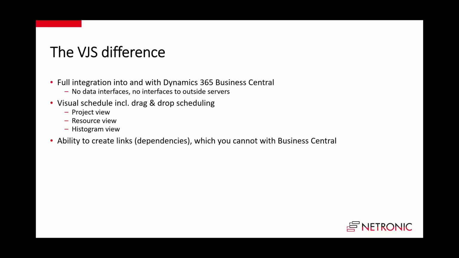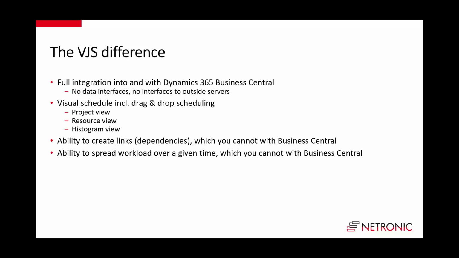Other than Business Central, which just allows you to define job tasks and job planning lines, the VJS also gives you the capability to define dependencies between job tasks, job planning lines and jobs. So if you have dependencies like this task cannot start before this is finished, or those tasks should start at the same point in time, then you can define this within the VJS and use it both for project planning and for resource scheduling.